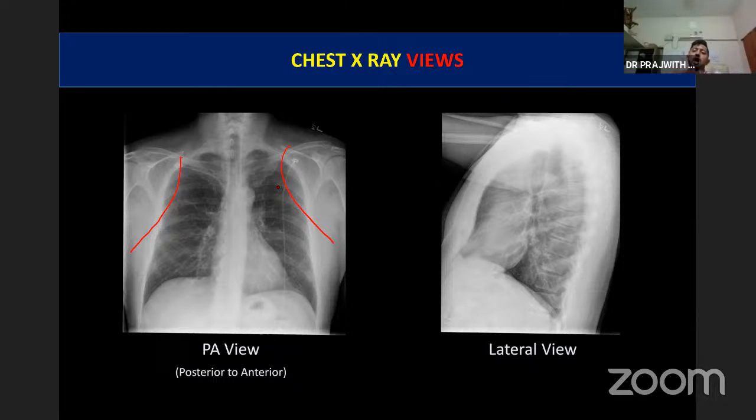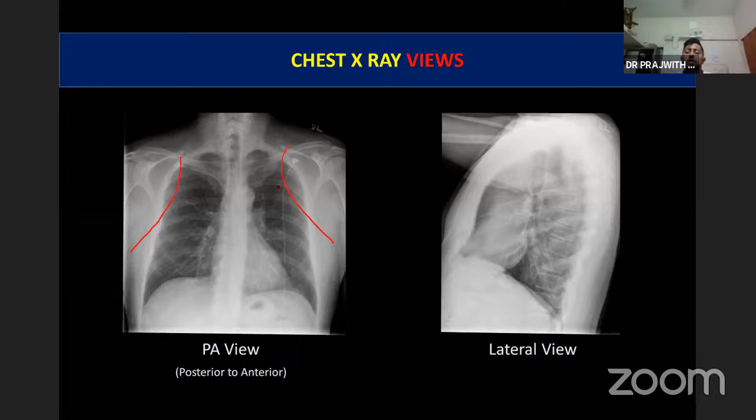And in a PA view, I keep the film on my chest. Why do I keep the film on my chest? Because whenever I keep the film on my chest, the heart is closest to the film. When the heart is closest to the film, the heart size remains the same. Okay, the heart is not magnified. We don't want the heart to be magnified, so the heart is kept closer to the film. That's why I want a PA film. Why do I want a PA film? Because the heart should be kept closer to the film.